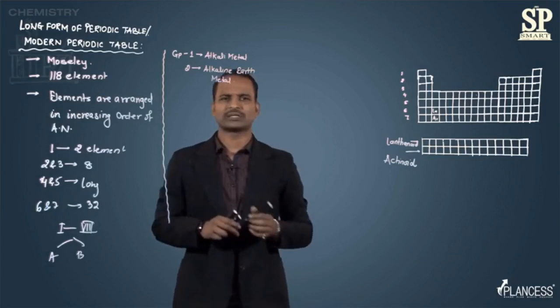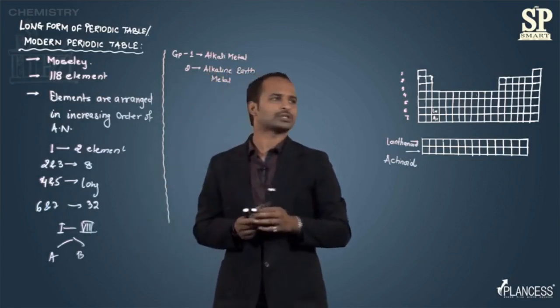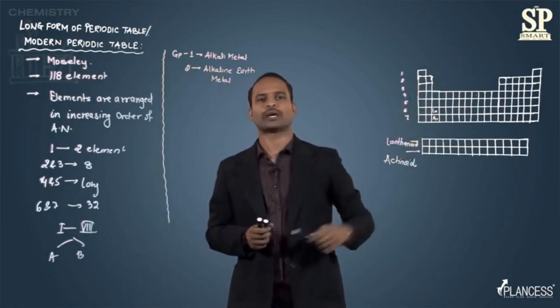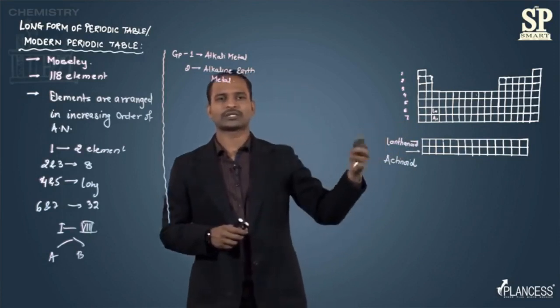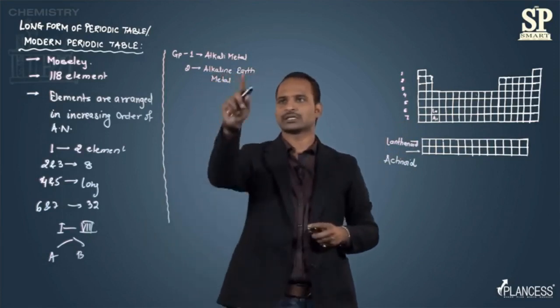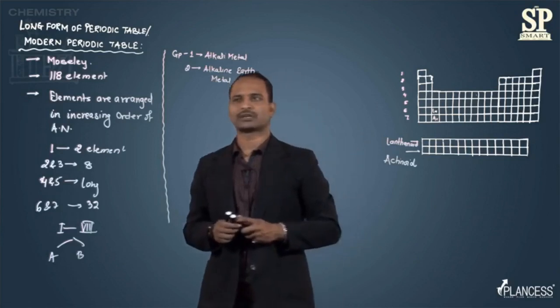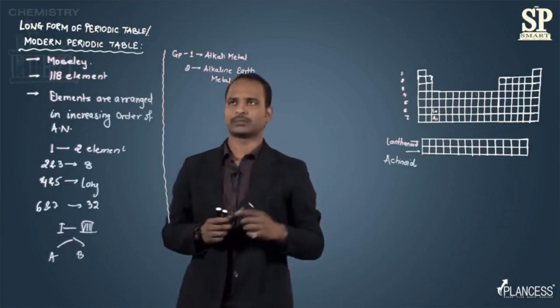For alkaline earth metals, the reason for the name is the same: when the oxides or hydroxides of these group 2 elements are dissolved in water, they again produce an alkali, but since we get them from the earth's crust, the name given is alkaline earth metals.